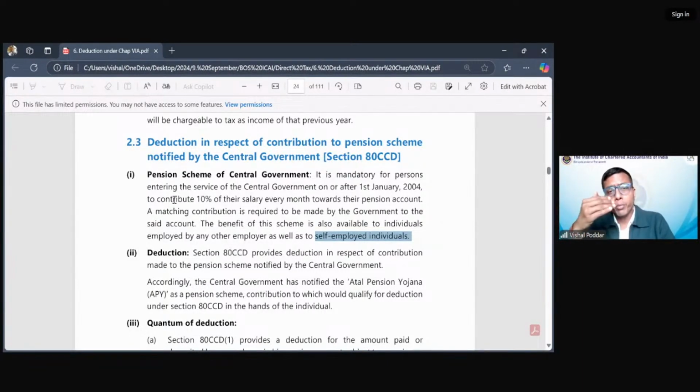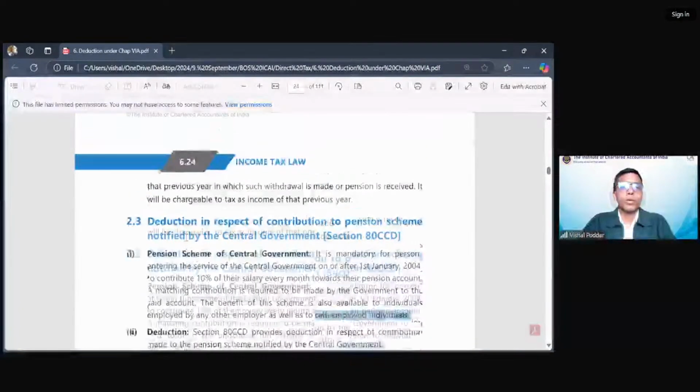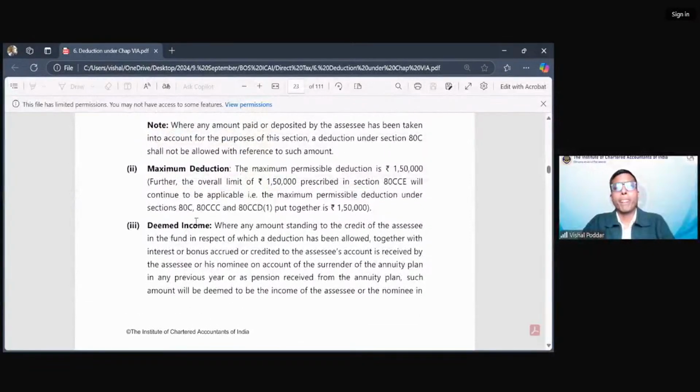Now, before I proceed further with 80 CCD, because I believe the only complication that you will find is somewhere in this 80 CCD, let me inform you of one more important section, which is 80 CCE. So we saw 80 CCC, we are reading 80 CCD, but before I go further in 80 CCD, I'm informing you of the next section, 80 CCE. Now, what is so special about 80 CCE? Why have I come to 80 CCE in between?